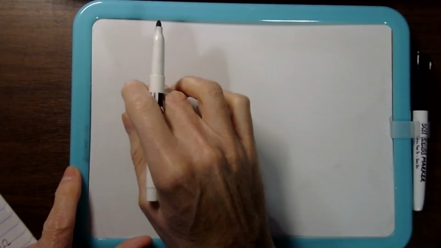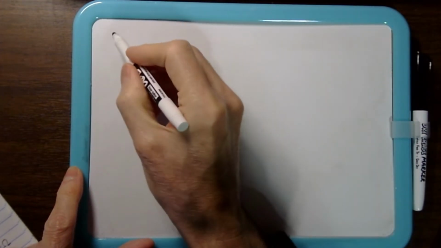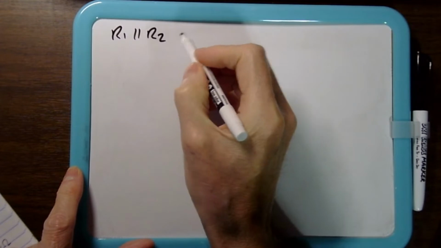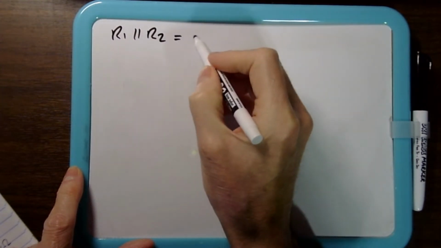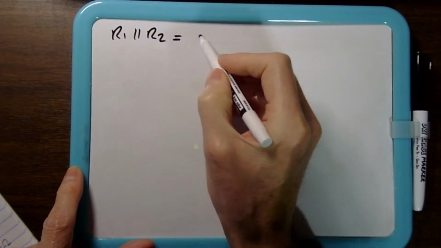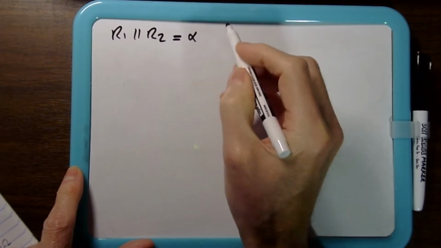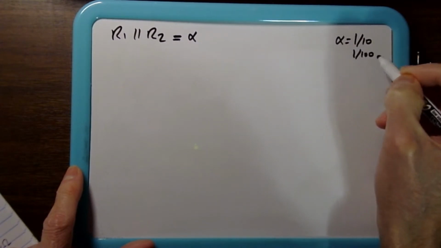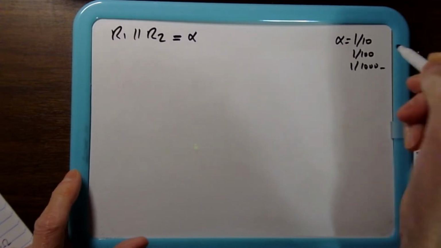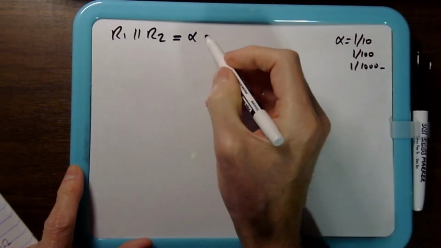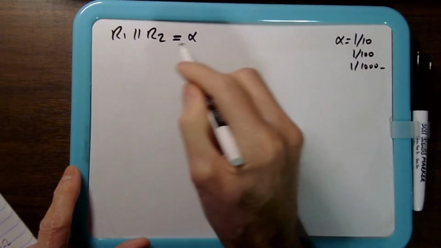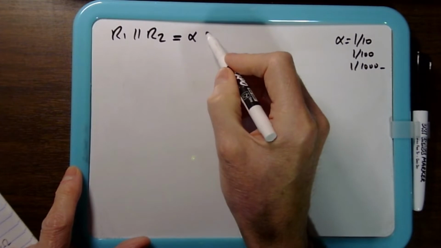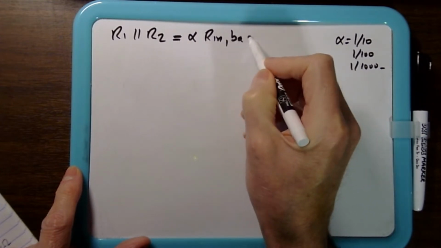Okay, second board. So R1 in parallel with R2 must be much less than R in base DC. So let's put alpha, and alpha is going to be either 1 over 10, 1 over 100, 1 over 1000, whatever. We'll discuss what's the best way to do it. Usually you take 1/10, but here it might not be the best idea. So equal alpha times R in base DC.